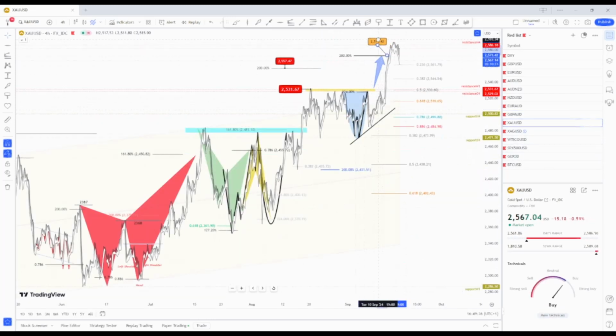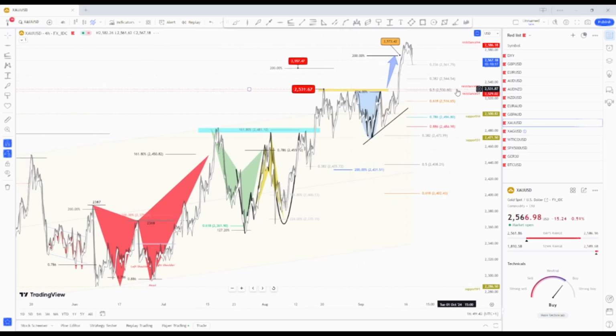The gold market, and let's delve into the gold, silver and crude oil. So we are now talking on commodities.